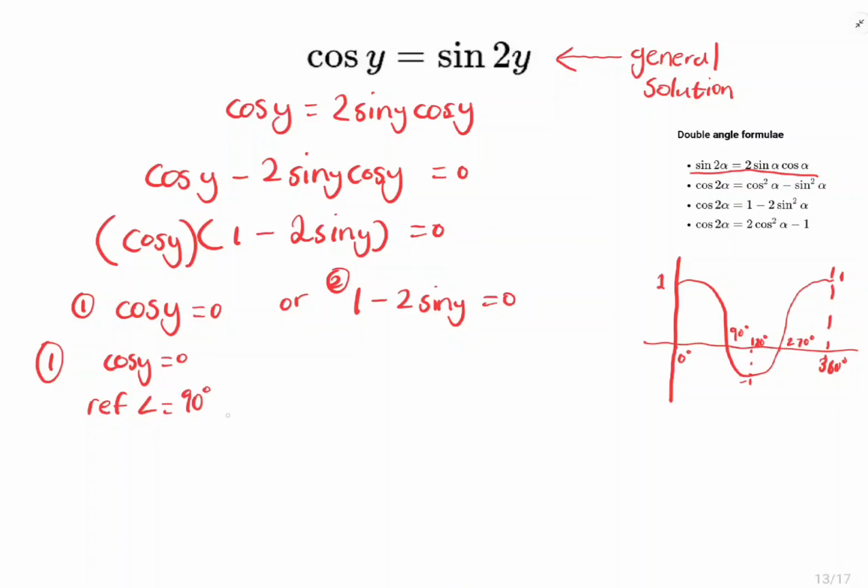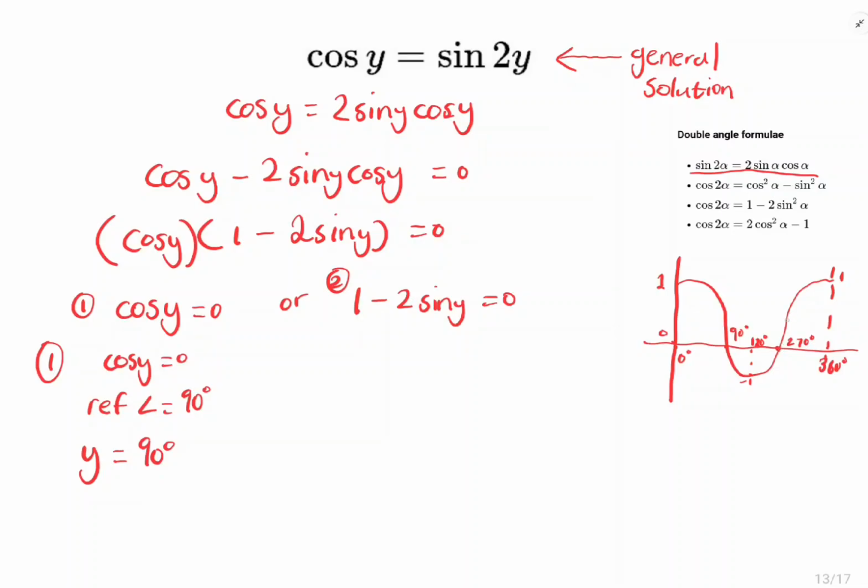So yes, we did get the reference angle, and we know that at 90 the graph is 0, right? The amplitude is 0. So yes, it is indeed correct. So we can say y is equal to 90 degrees. And now we have to see how many degrees we have to add to get to another 0. It's 0 at 90, and it's going to be 0 again at 270 degrees. So what is the difference there? 270 minus 90 is equal to 180 degrees, right?